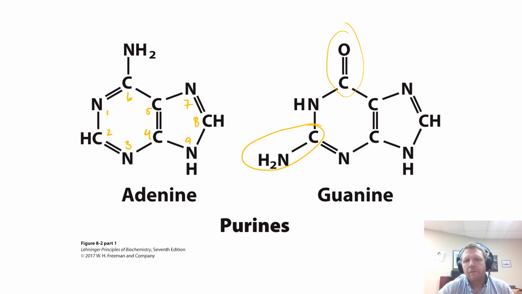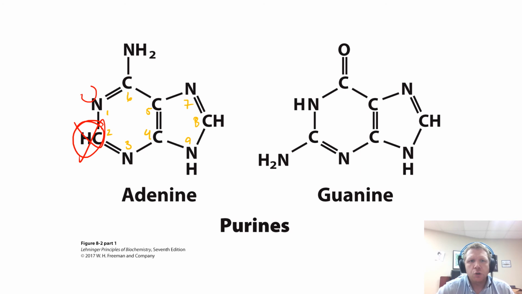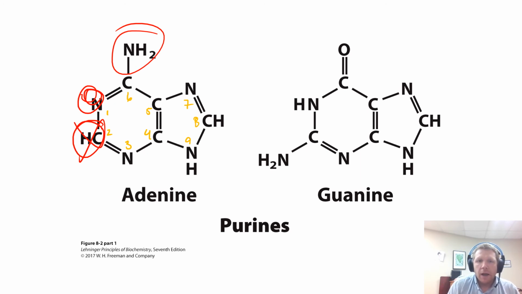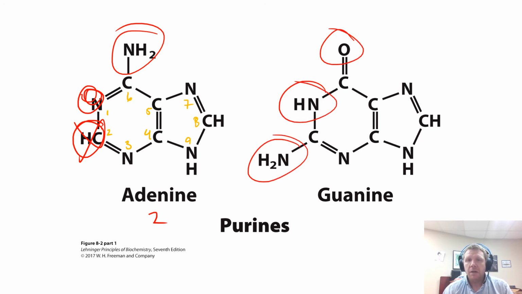Now, in terms of what they are going to be involved in, where are the charges and what's going to potentially be involved in any sort of hydrogen bonding? Is this going to be a good hydrogen bonder? Nope. Is this potentially going to be a good hydrogen bonder? Yeah, not bad. So we've got, on adenine, 2 potential spots for a hydrogen bond to be formed, whereas on guanine, this is pretty good, and not bad. Okay, so we've got 3 on guanine.